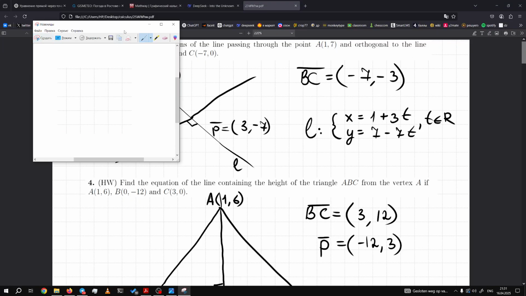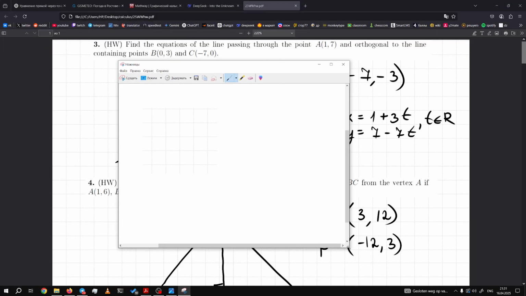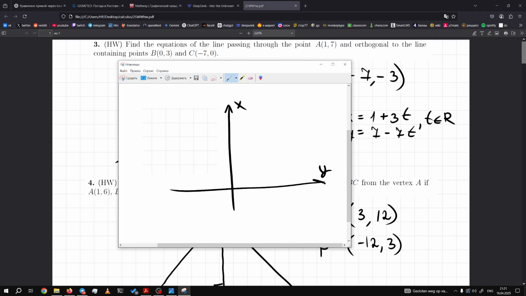so let me explain to you. If you have x, y, yeah. If you have y and x-axis, what can you do?